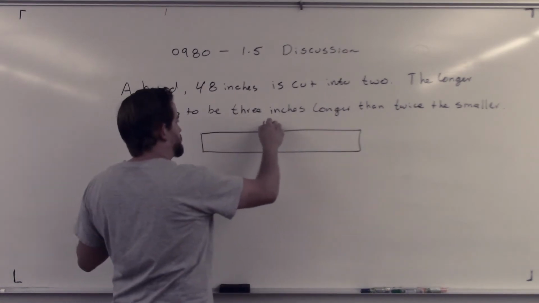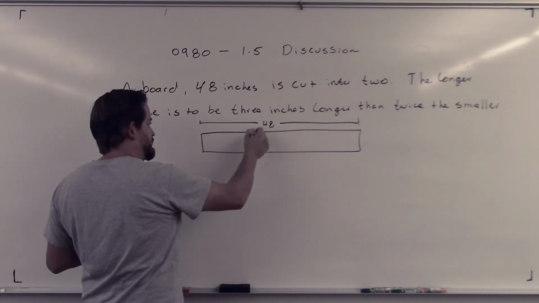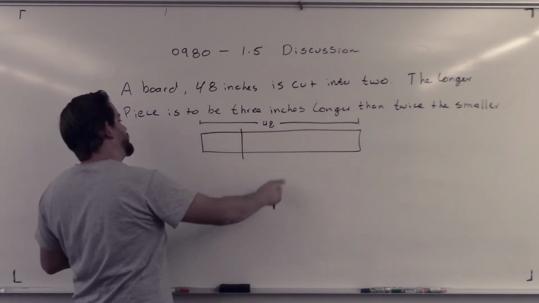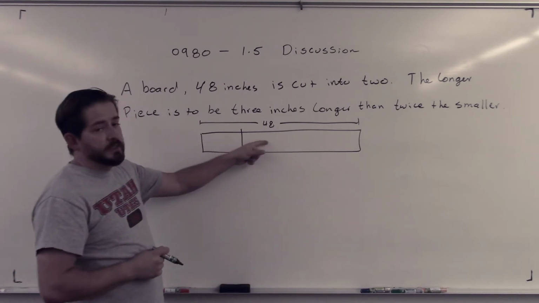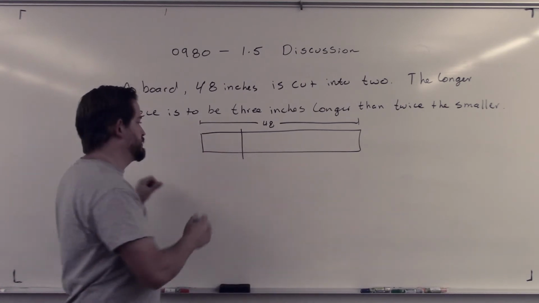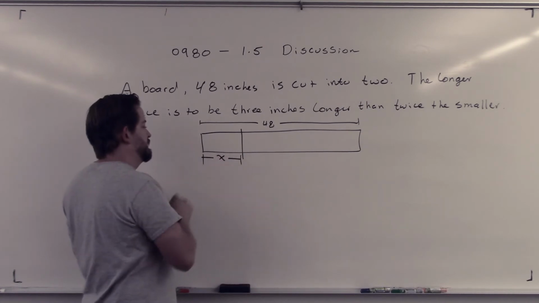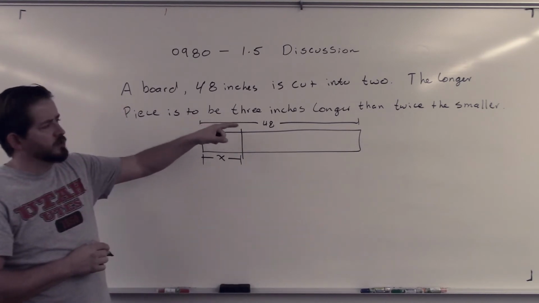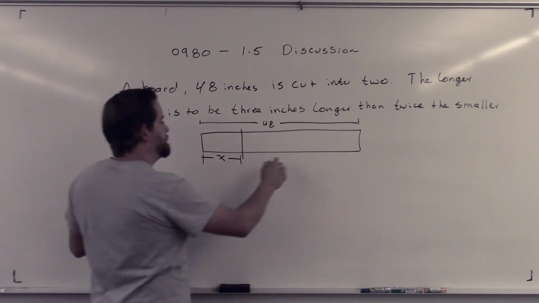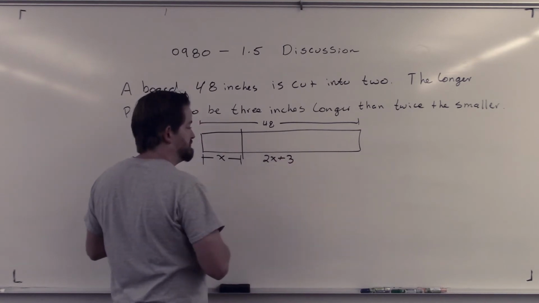I have a board. I know that the board is 48 inches in length until it is cut into a smaller piece and a larger piece. The larger piece is defined by the smaller piece, so I'm going to call this smaller piece x. And then the larger piece is to be 3 inches longer than twice the smaller. So that is 3 more than twice the smaller, 2x plus 3.